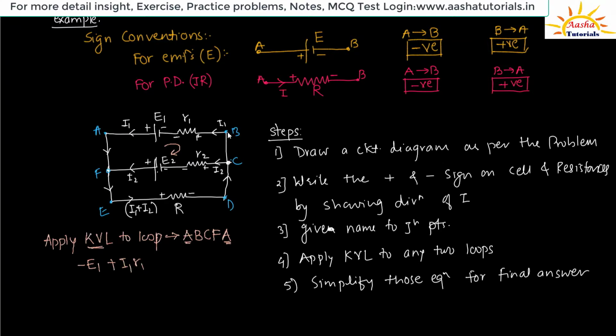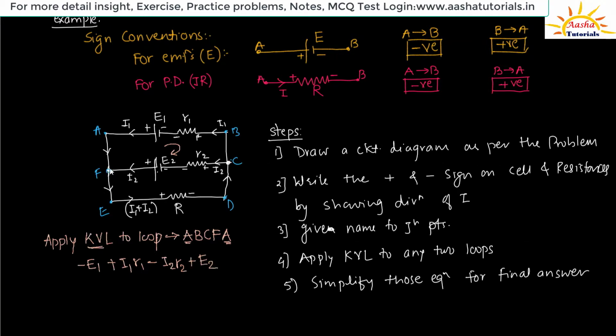Then as I come over to B, from B to C there is nothing: no cell, no resistance. Then let's go from C to F. As I trace the loop from C to F, first I get the resistance R2 through which current I2 is flowing, going from plus to minus. So let me write this as minus I2 R2. And then comes the cell of EMF E2, and here the latter sign is plus, so that is plus E2.